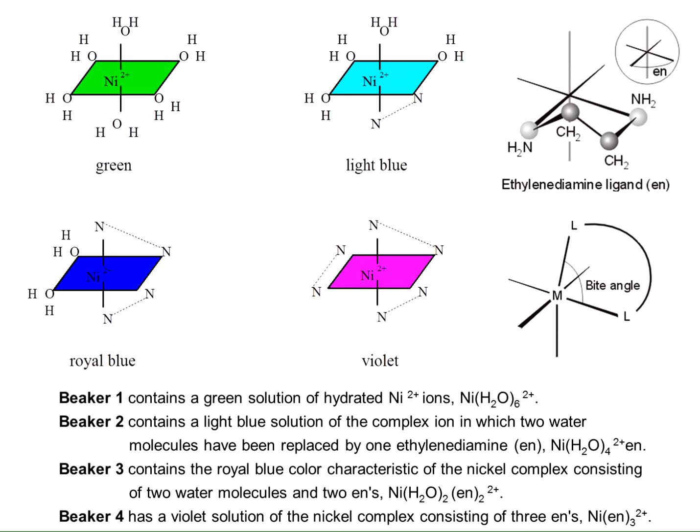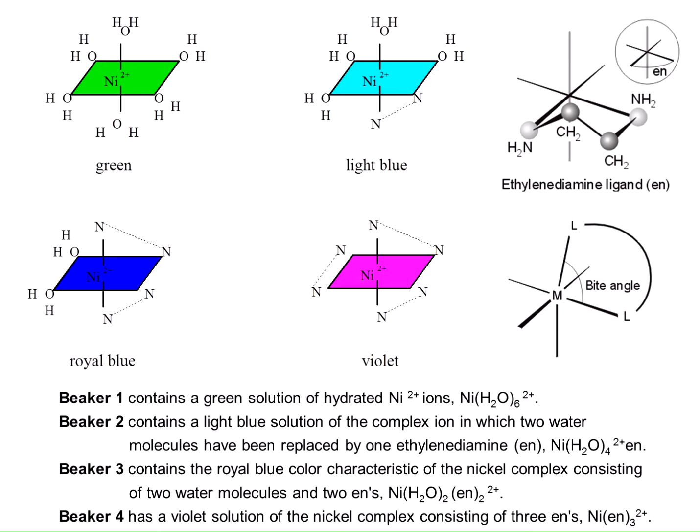We'll first see a light blue color, then we'll see a royal blue color, and then finally we'll see a violet color. And then no matter how much ethylene diamine I add, it won't change any color other than the violet color. The ethylene diamine that I'll be adding will be colorless. So it'll be cool to see the green solution turn light blue by adding something that's colorless, and then adding even more it turns royal blue, and then it turns violet.